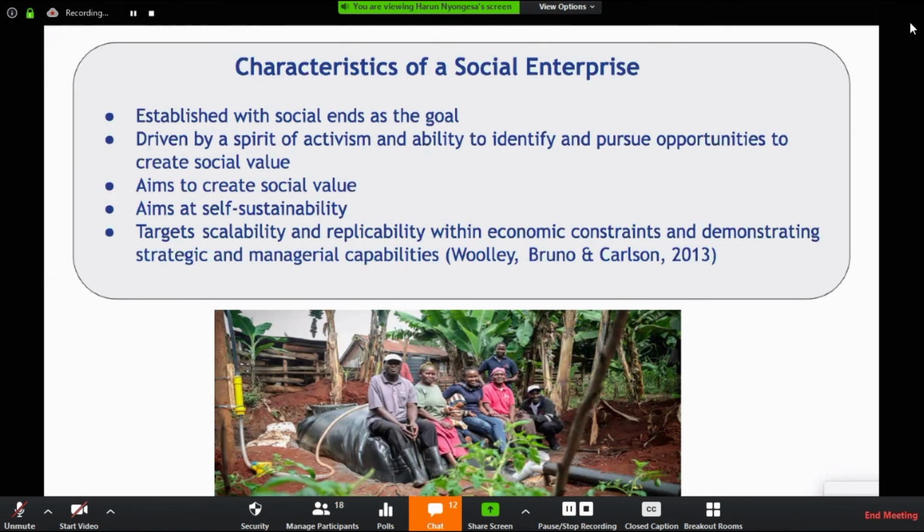Thirdly, it aims to create social value. Fourth, it aims at self-sustainability. That's why it also focuses on generating profits, not to enrich the owners or the shareholders, but rather to continue making that enterprise self-sustaining. Then fifth, it targets scalability, which means expansion, and replicability, which means expanding to other regions and being copied for greater social value. So within economic constraints and demonstrating strategic and managerial capabilities.